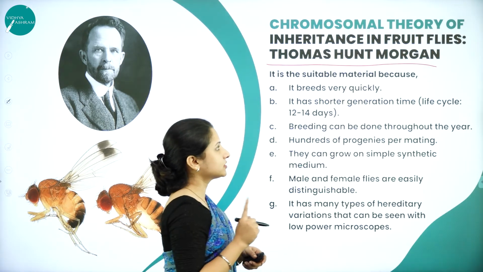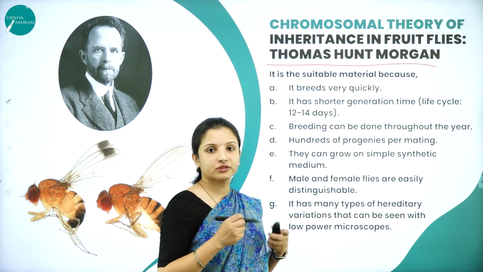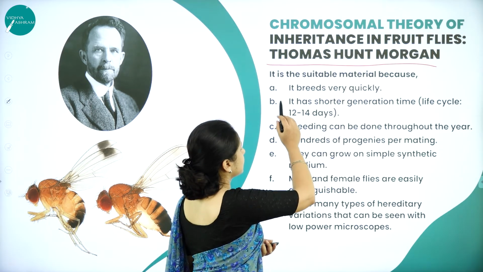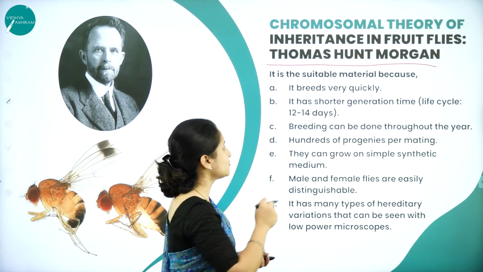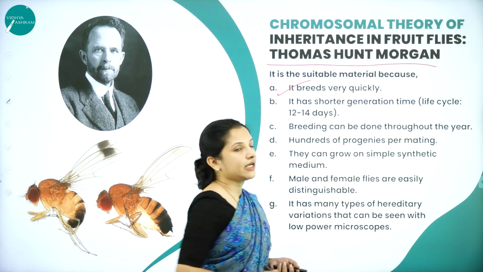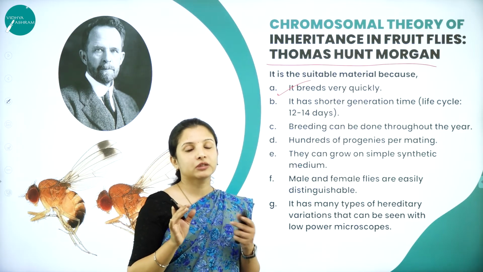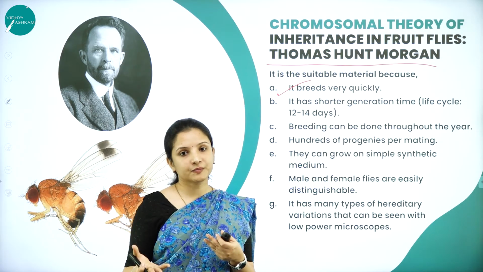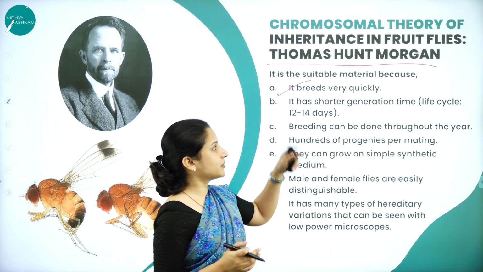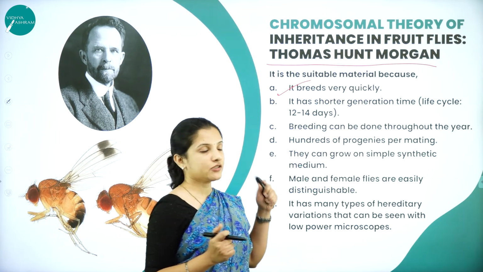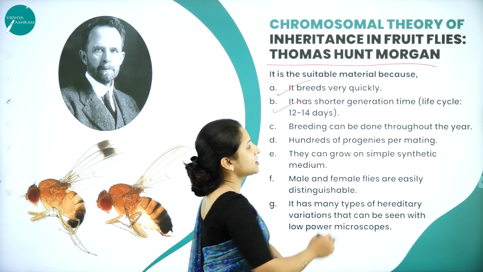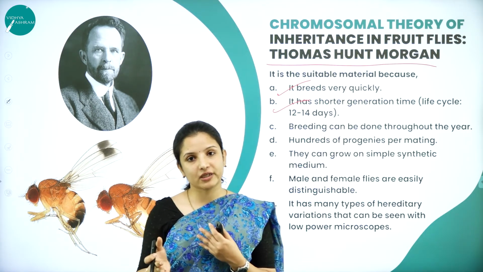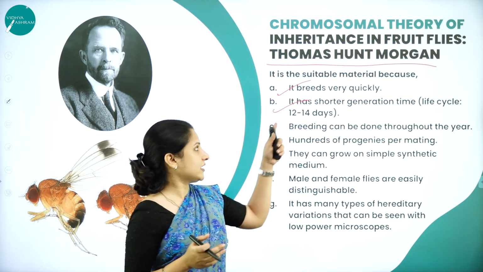So why did he choose these fruit flies to study or prove the chromosomal theory of inheritance? That is Thomas Hunt Morgan. Why did he choose them? It is because they breed very, very quickly. Just within 12 to 14 days, they can complete the life cycle and a new offspring can come out. So that is why they breed very, very quickly. That is why he chose that. And it has a shorter generation time. The life cycle of Drosophila is just 12 to 14 days. That is one of the reasons why he chose them.